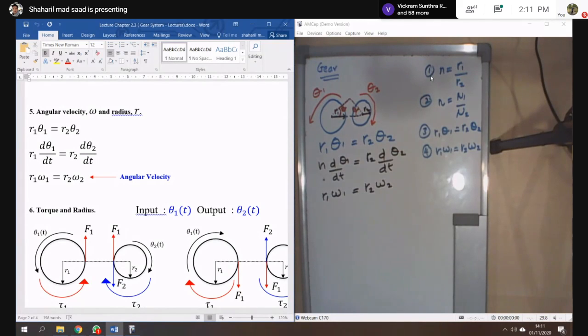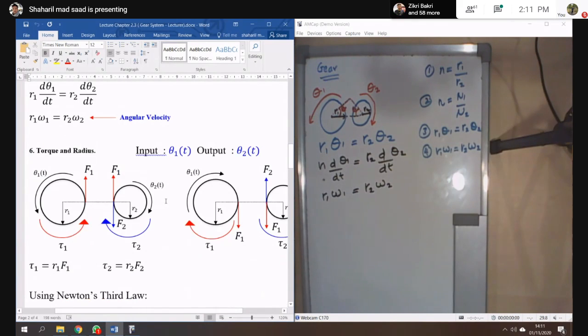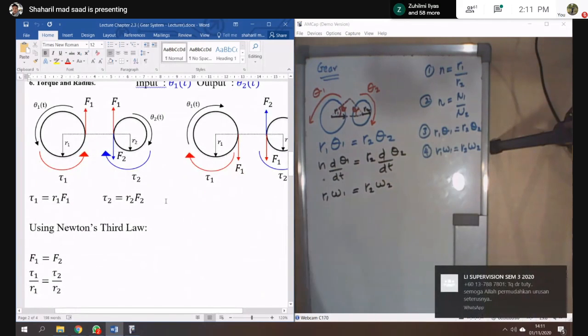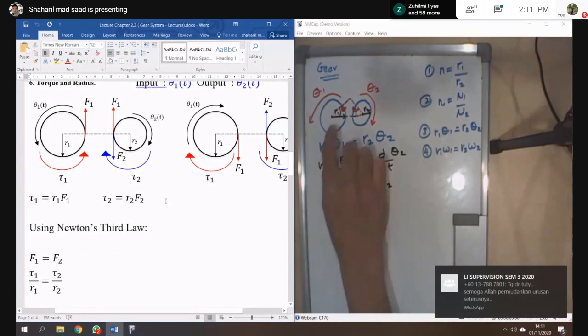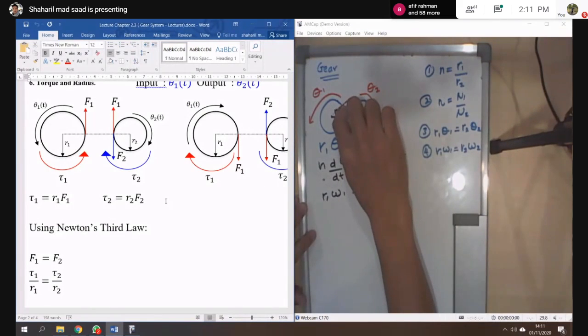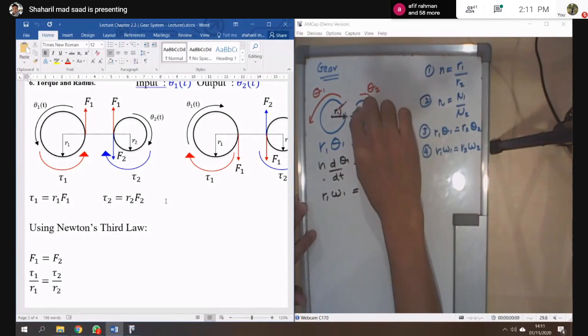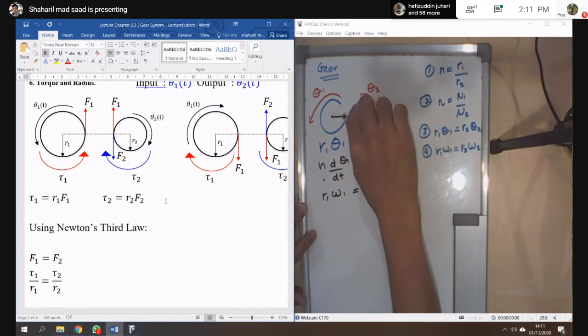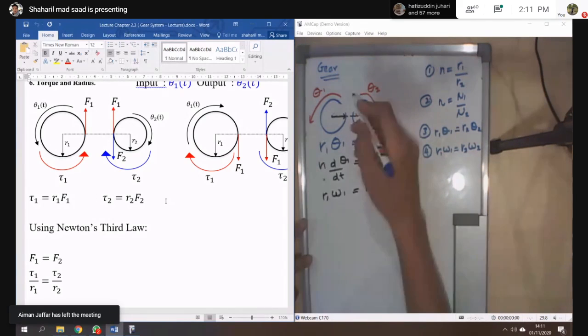So first, your relationship between gear ratio and gear teeth, and so on. And as we know, when we have the radius and also the angular displacement, we can get some torque over here, because the angular displacement and the radius will give you some torque.